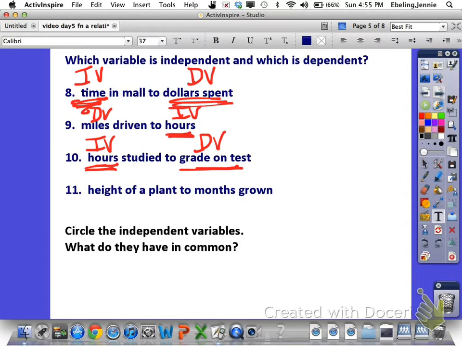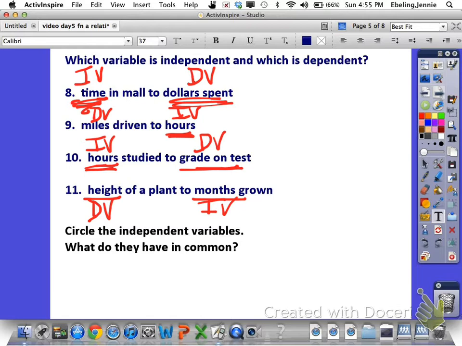11, the height of a plant to months grown. We're looking at height, and we're looking at the months that it's been growing. Well, if a plant has been watered well, we'll be taking a look at it's been maintained well. As the months go on, the height of the plant should increase. So the height depends, so that's the dependent variable, on the number of months.